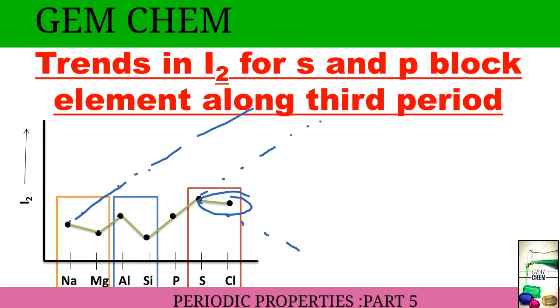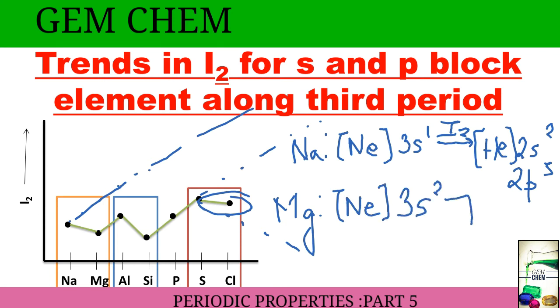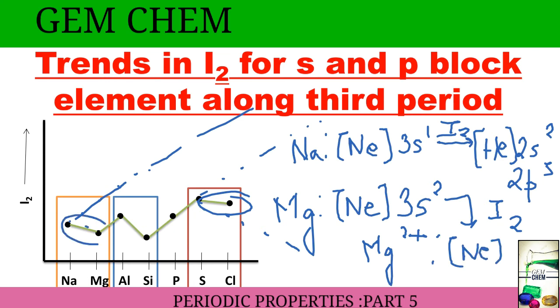Now let's start with sodium. Sodium has electronic configuration of neon 3s1. Then on losing 2 electrons, it becomes helium 2s2 2p5, right? And magnesium similarly has a configuration of neon 3s2, and on losing 2 electrons, it becomes Mg2+ and has a configuration of neon, which is the stablest one. So there is a decrease here observed, right?